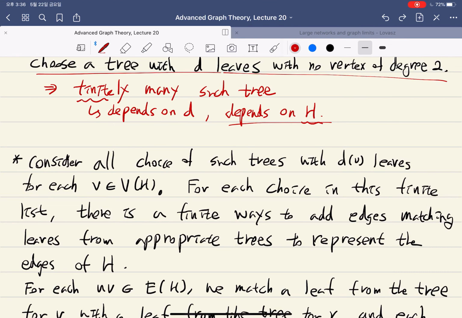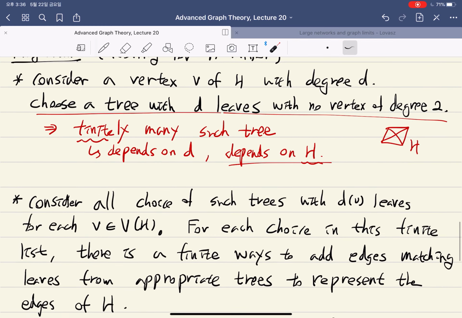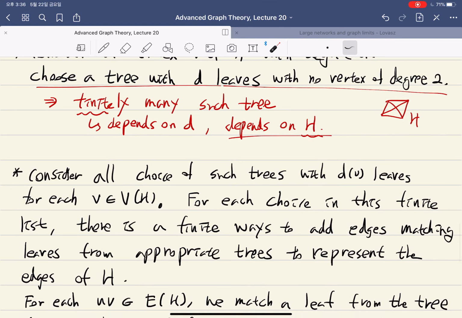So meaning that you have H, say this is H, then you have 4 vertices. And for each vertex, we can choose one such tree with 3 leaves. And for here, another choice, another choice, another choice. So if there are m choices of such a tree with 3 leaves, then here m choices, m choices, m choices, m choices, we have m to the 4 choices. Again, these choices are finite, because you take the power of the number of vertices of H, which is again a finite choice.